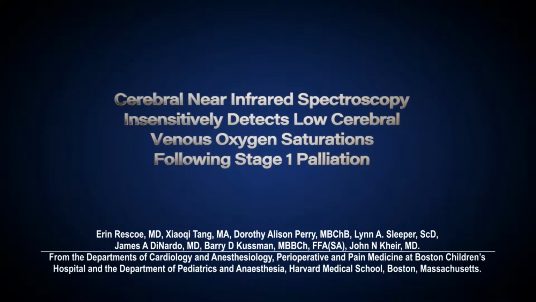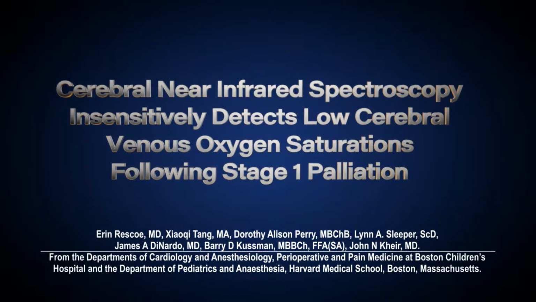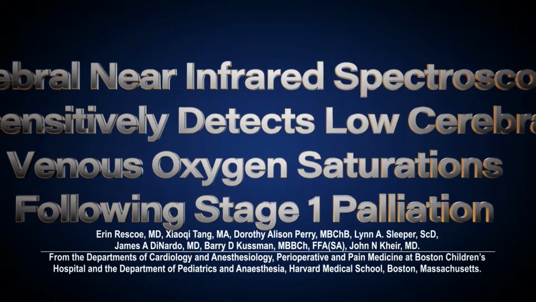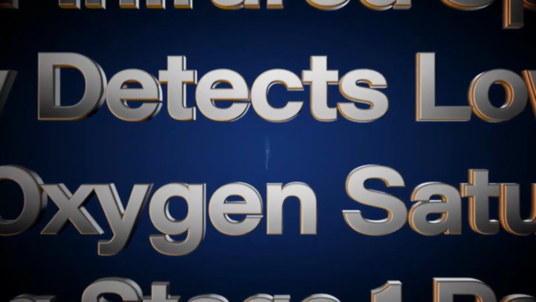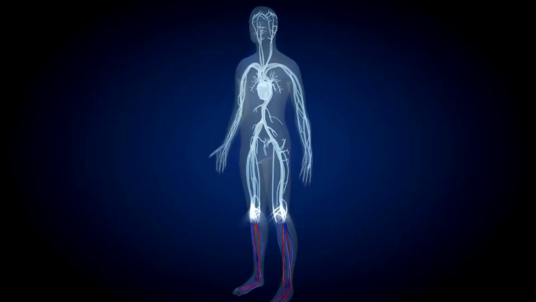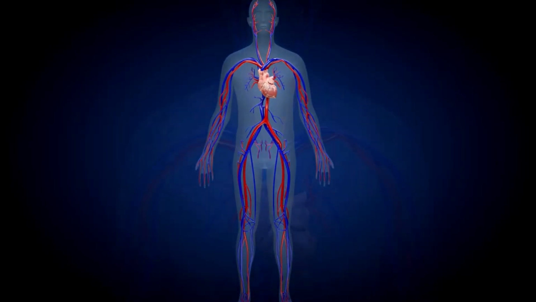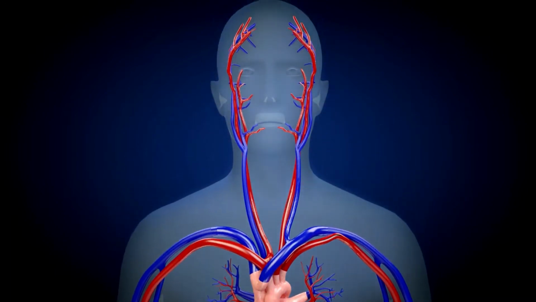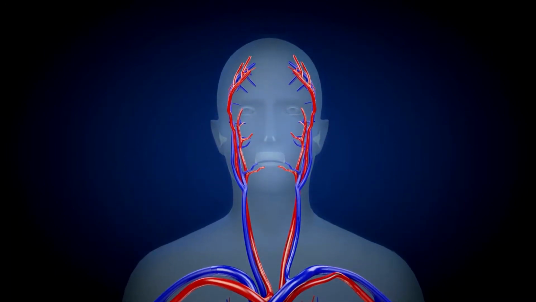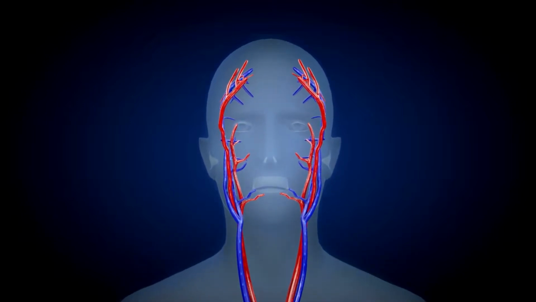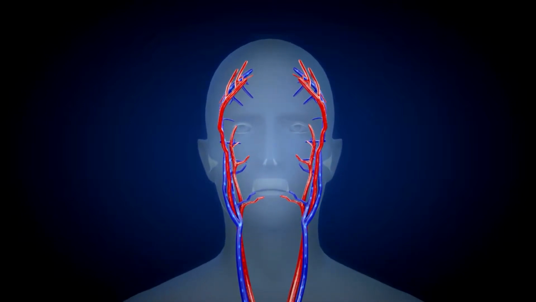This manuscript describes the sensitivity of cerebral near-infrared spectroscopy measurements to detect low cerebral venous oxyhemoglobin saturations in infants undergoing the Stage 1 procedure. Following the Stage 1, or Norwood procedure, blood flow to the body and to the lungs exists in parallel. Following this operation, oxygen delivery to the brain and other organs can be compromised by a number of factors, including diminished cardiac output, diminished systemic blood flow due to elevated systemic vascular resistance, arterial hypoxemia, and others.